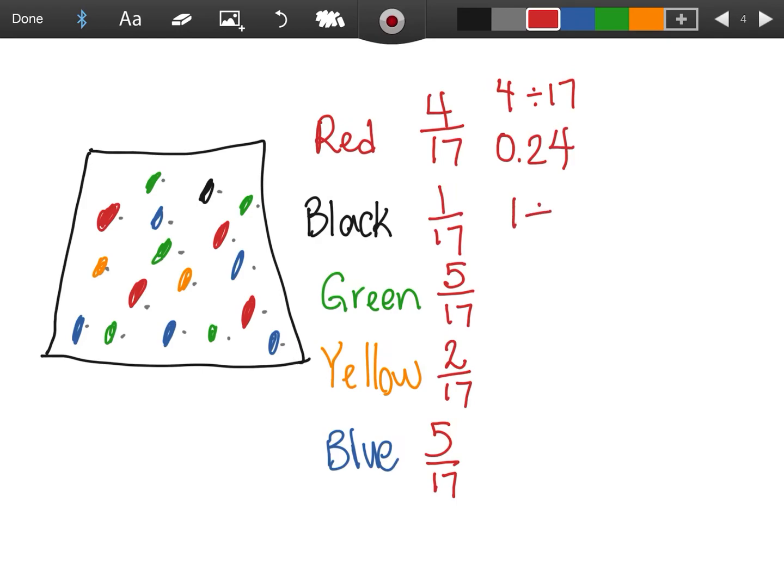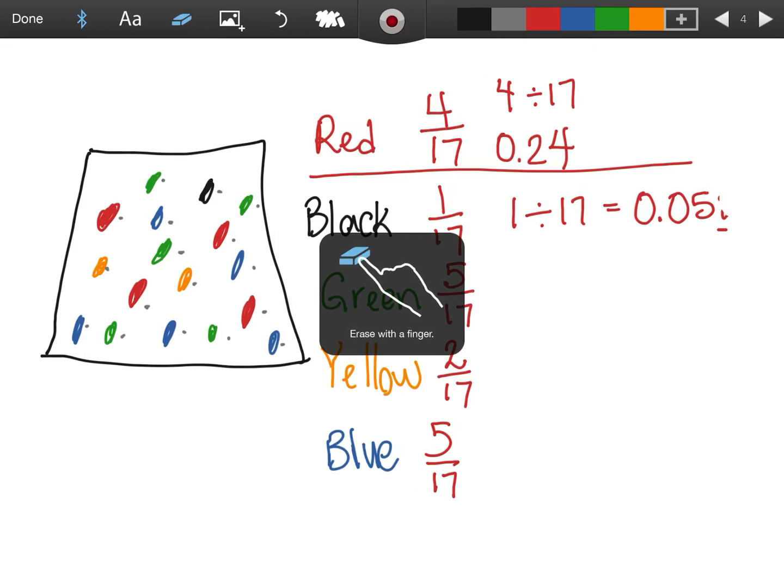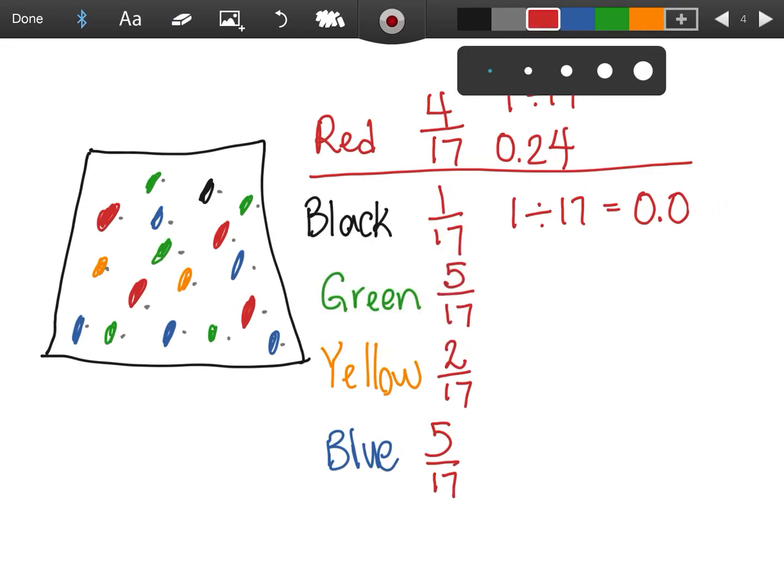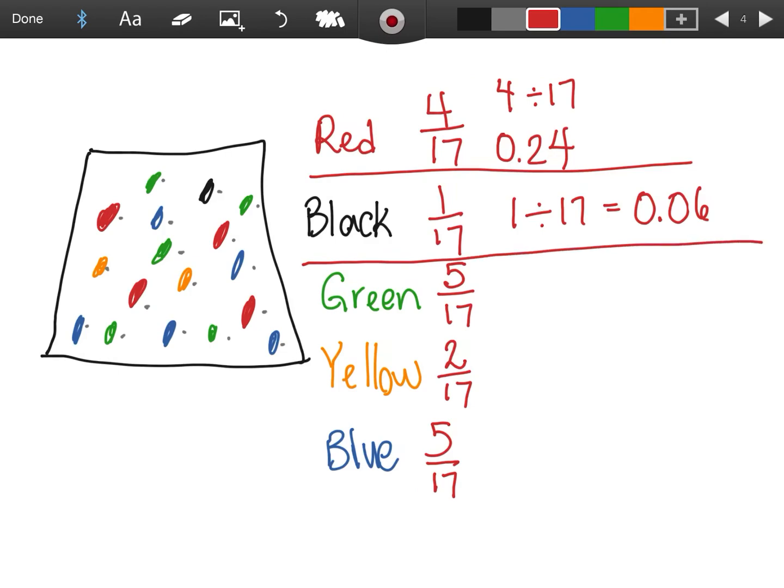Okay, 1 divided by 17 gives me another nice big long one. Actually, here guys, this is starting to get a little confusing. I'll put it over here. 0.058. I'm going to round off because this is a nice big number, so I'm going to erase that 8 and make it a 6. Draw my nice line here. Maybe I'll even switch colors here. We'll go over to green.